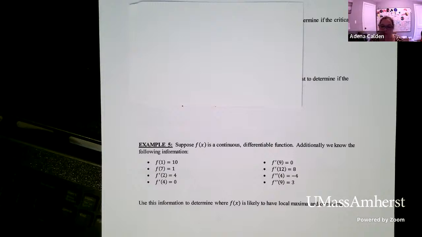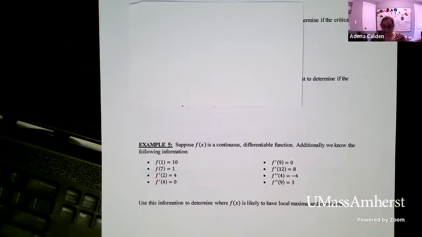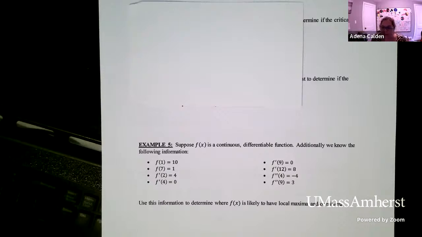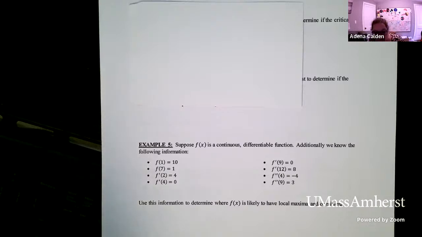Okay, so I want you to really think about this. I want you to see if you can figure it out. I'm going to give you 2 minutes to think about the tests, what we know about where local maximums and minimums are, how we might approach this. So take 2 minutes, see if you can really think about it, and then we will go through it together.